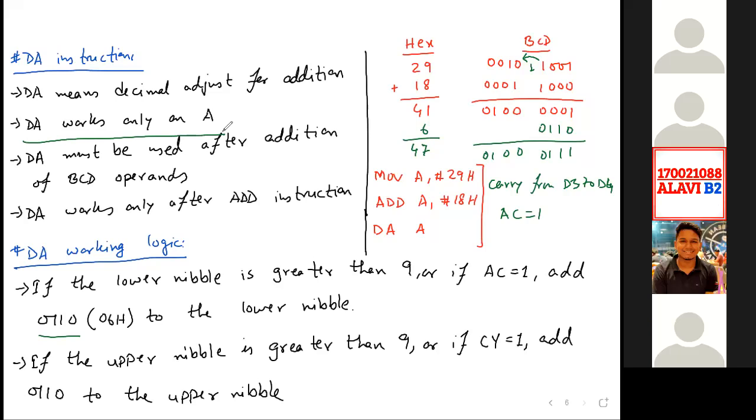So if we add 99 plus 99, then what will happen? Let's see. So go to hex. Okay, let's take this example. So we are adding 99 hex with 99 hex. If we add, what is the result? 132 hex. And what is the result that we expect? What is the result that you expect?